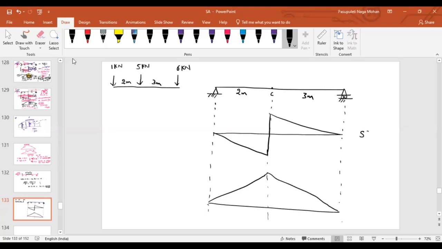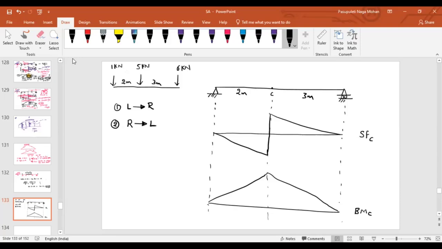So this is the ILD for shear force at C, and this is the ILD for bending moment at C. Now, tell me, in the first case, imagine the load is moving from left to right, and in the second case, the load is moving from right to left. Seriously, will it be the same or different? Will it make a difference or no?